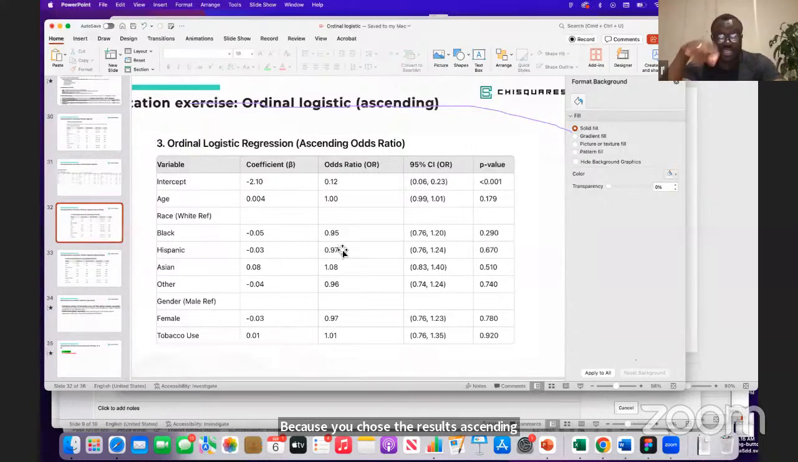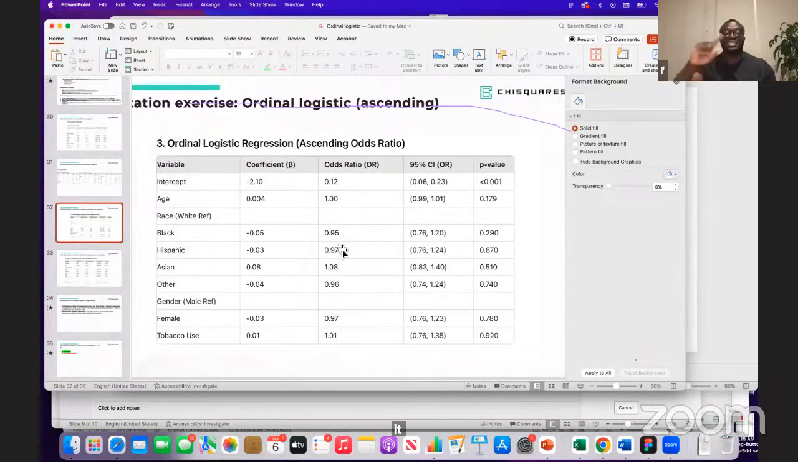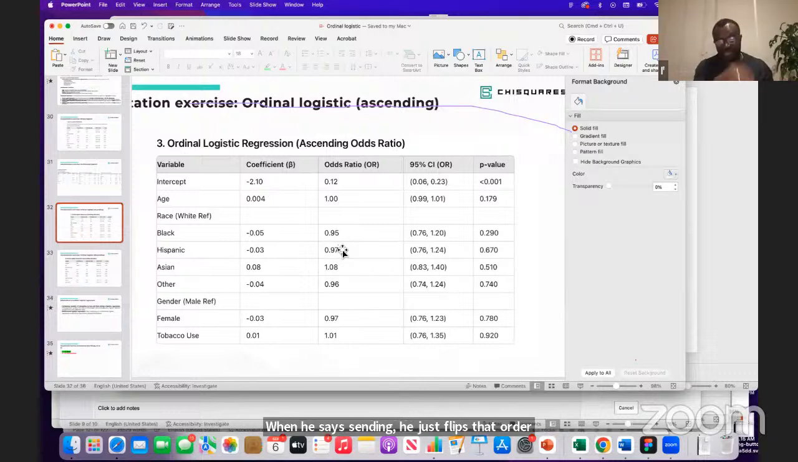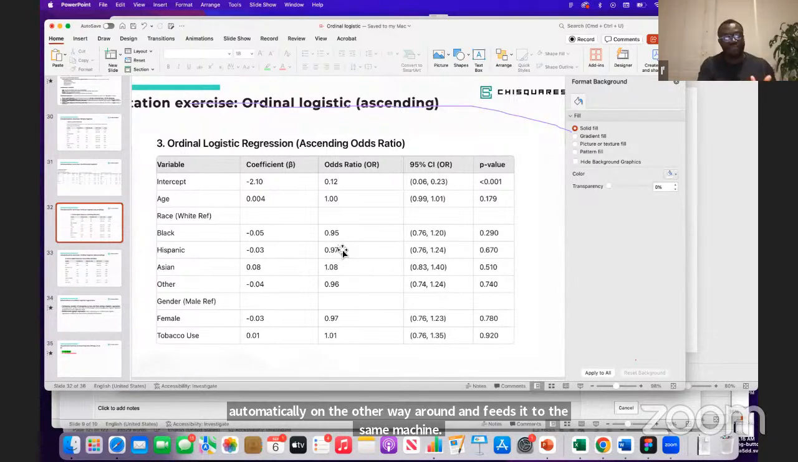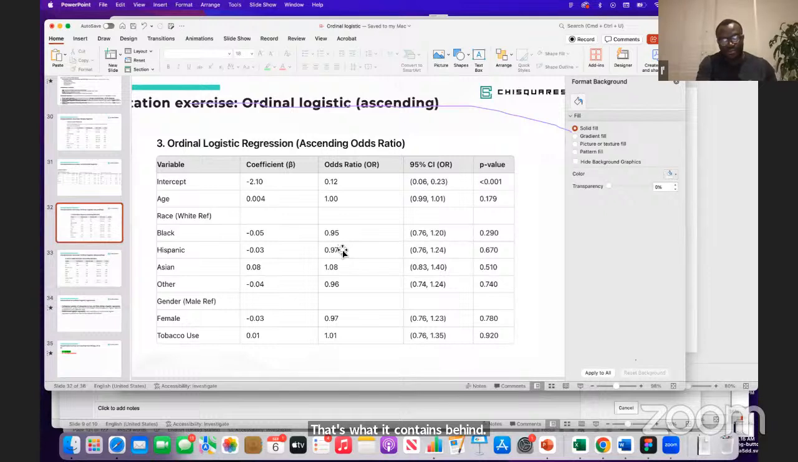By the way, what happens in the computer is that when you say it's ascending, it ranks it from low to up. When you select the descending option, it just flips that order automatically the other way around and feeds it to the same machine. That's what the computer is doing behind the scenes. So if you have low, moderate, high as ascending, when you select descending, the computer will just send it as high, moderate, low. That's all it's doing. It's nothing complicated, right? It simply inverts the vector and sends it the other direction.